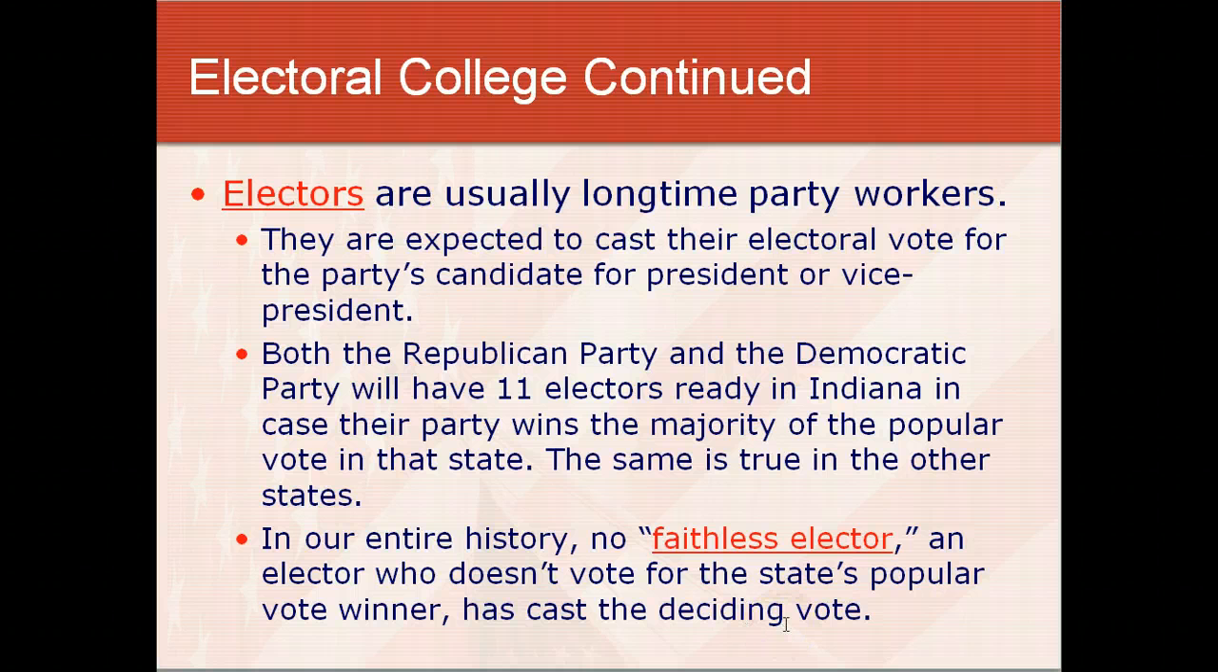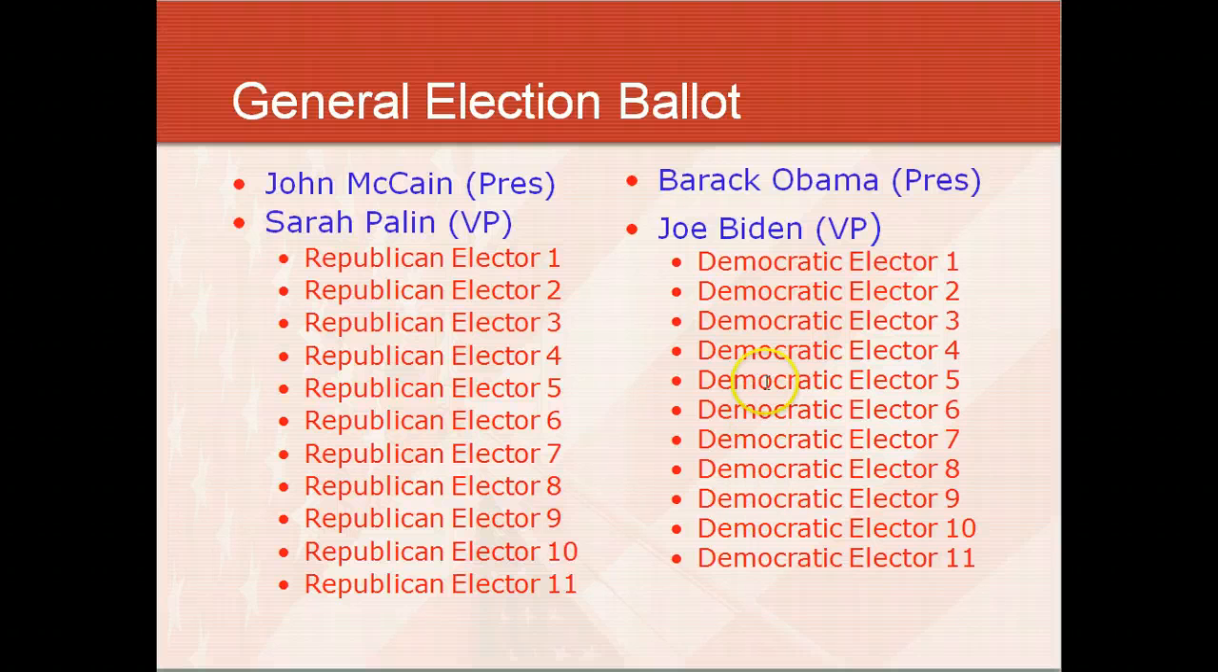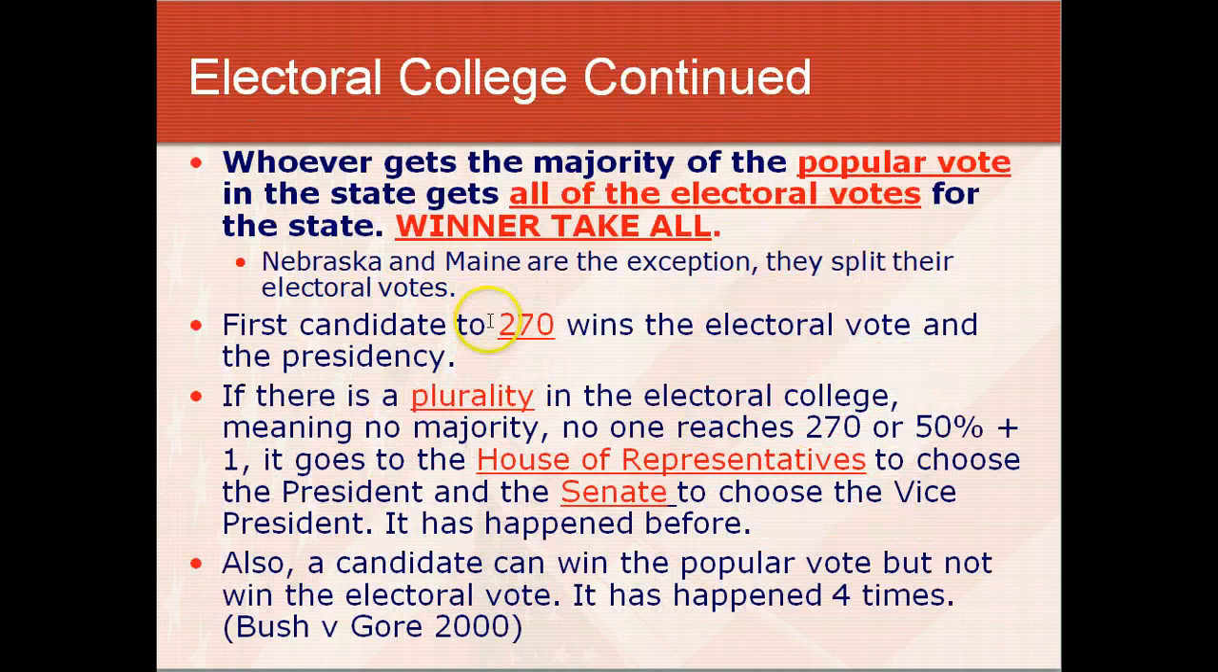So on Election Day, these are kind of the old ballots from 2008. Say in Indiana you were voting for Barack Obama and his Vice President Joe Biden. You were actually voting for the 11 Democratic electors that would vote for him in the Electoral College. Same goes for John McCain. If you were voting for John McCain and Sarah Palin, you would have voted for the 11 Republican electors that would vote for them in the Electoral College.